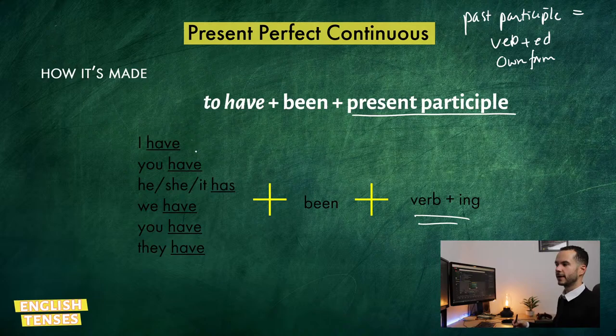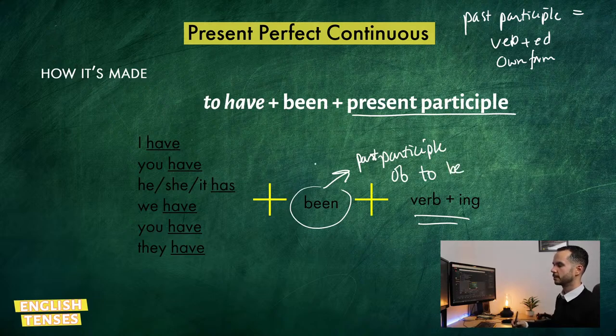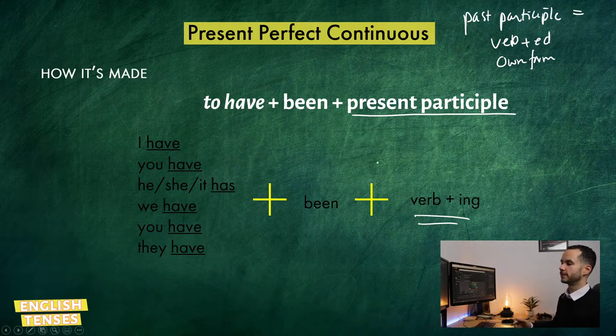So again, we have plus been, which, if you have a sharp eye, you might have noticed that this is the past participle of to be, right? So been is the past participle of to be. And the present participle of the actual verb that we need to fill in.